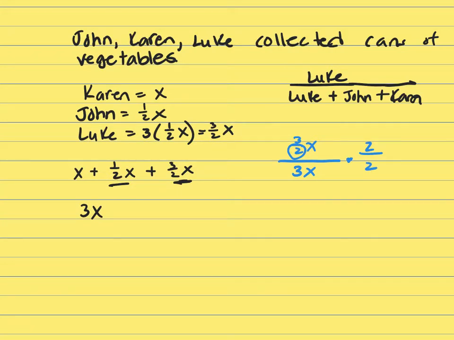So 2 times 3/2 X, the 2's cancel and you're left with 3X. And now find this multiplication here, this product. 3X times 2 is 6X. So the X's cancel and you're left with 1/2. And 1/2 is answer D.